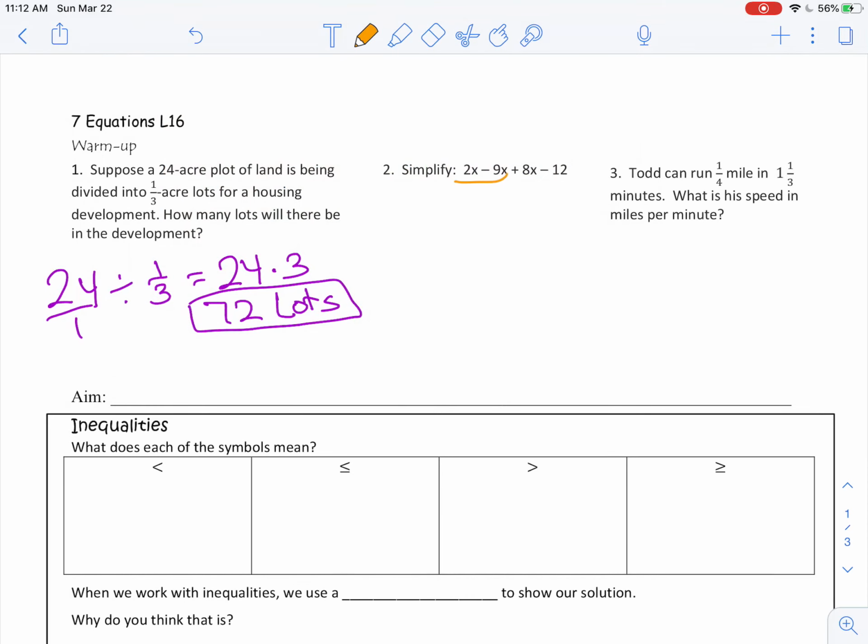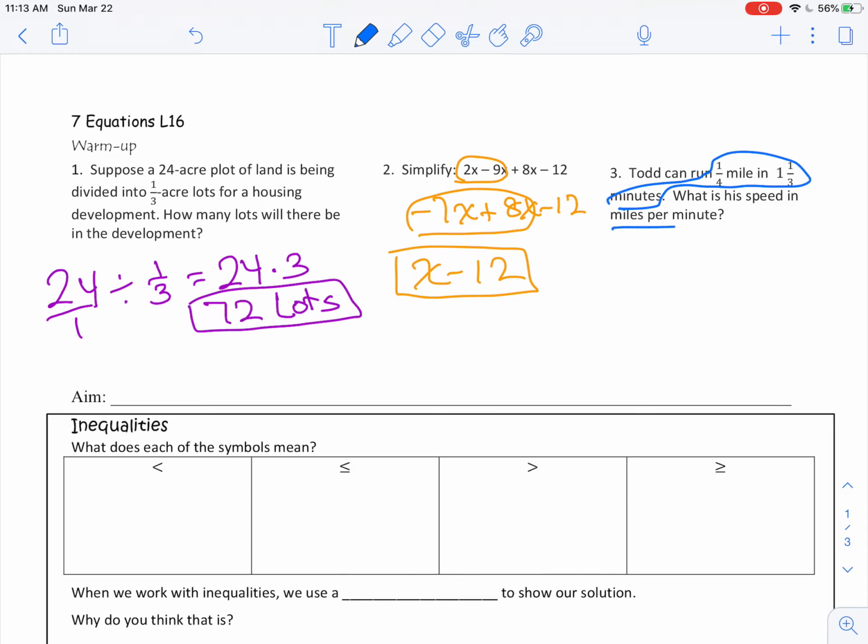Second problem, you're combining like terms. Each line has to have an equivalent expression. So make sure that you're not doing gobbledygook. Make sure that you're doing correct answers. And your final answer is x minus 12.